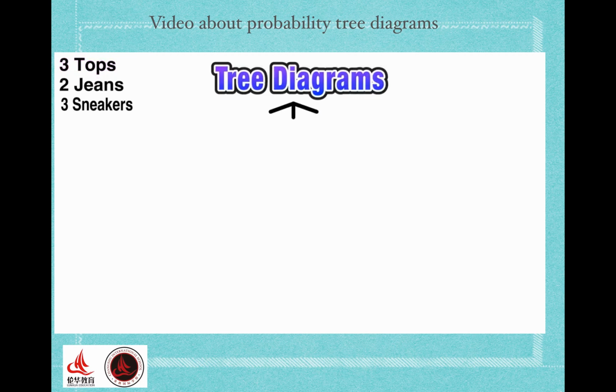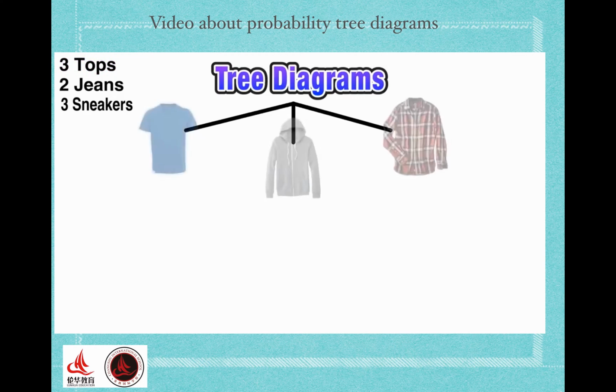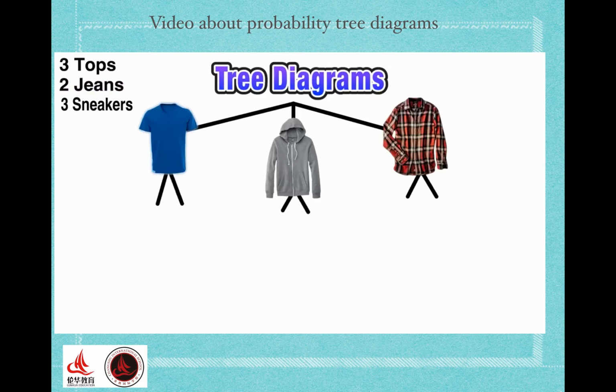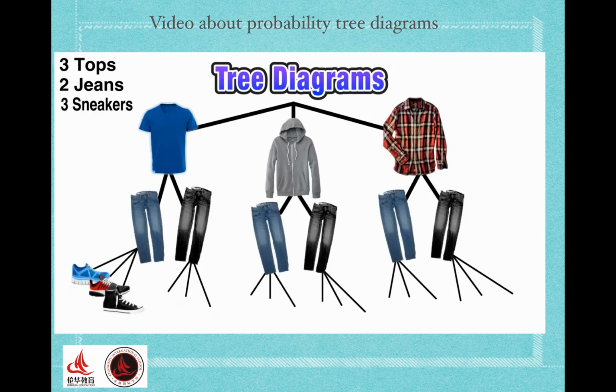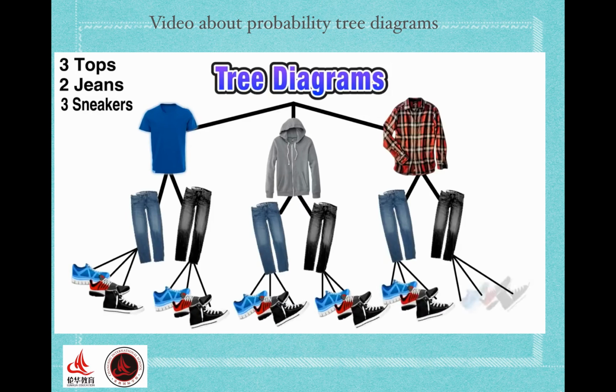He has 3 choices. So we have 3 branches, and one is the blue t-shirt, one is the gray hoodie, and one is the red plaid dress shirt. Now for each top, there are 2 options for jeans. So we make 2 branches from each option for a top, and show either the blue jeans or the black jeans. And finally, each pair of jeans has 3 options for sneakers. So I draw 3 branches from each pair and include each option of sneaker.